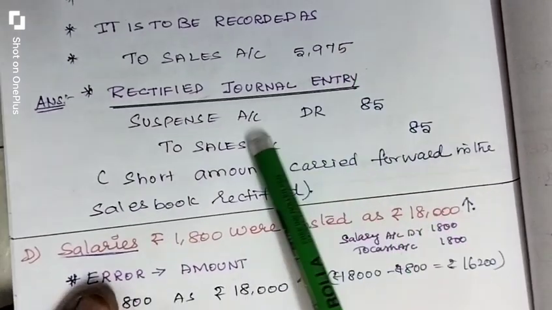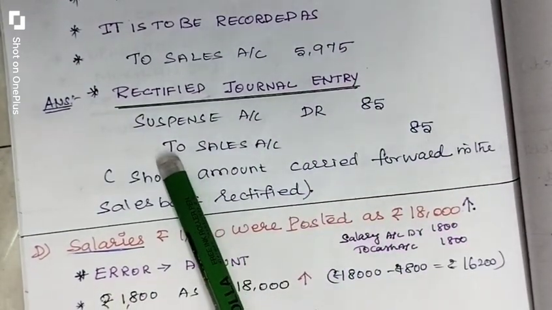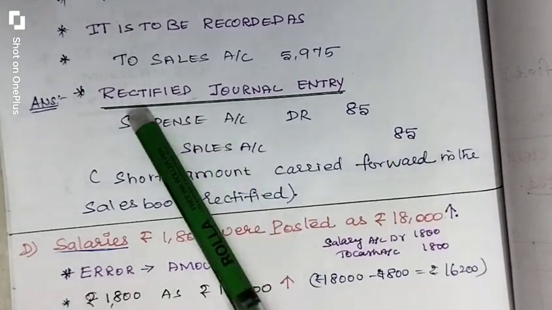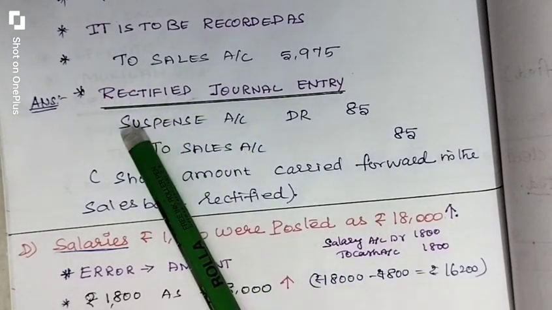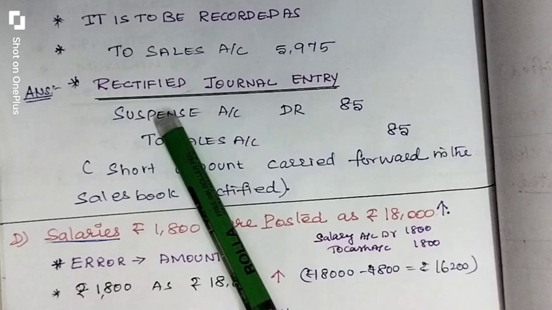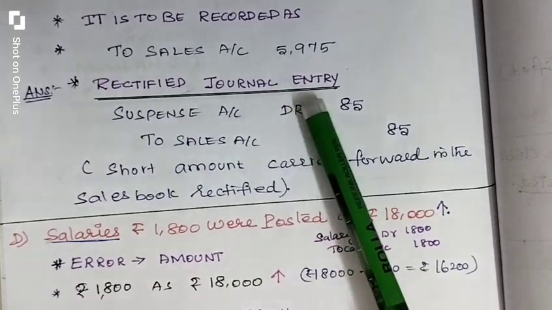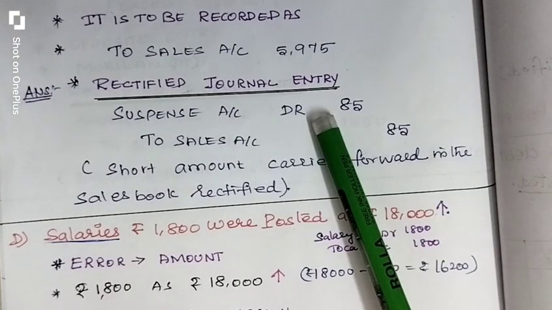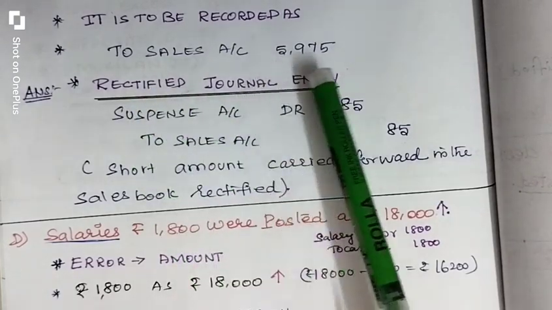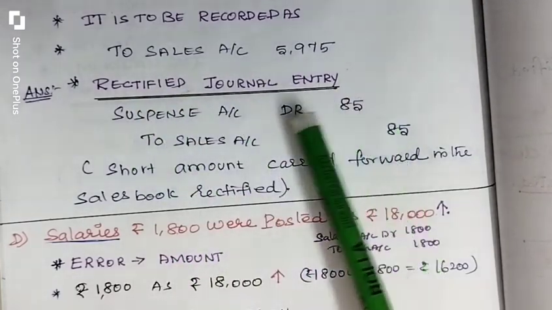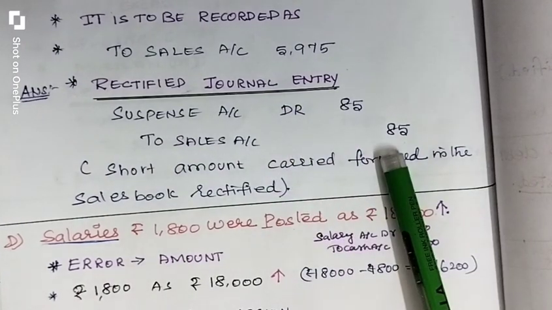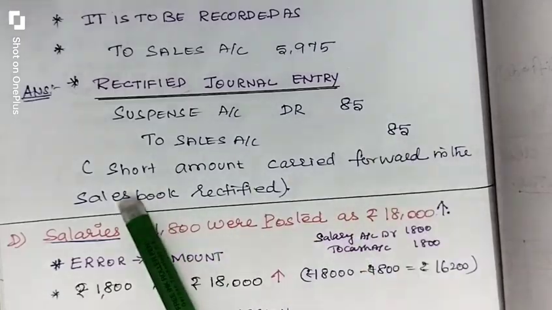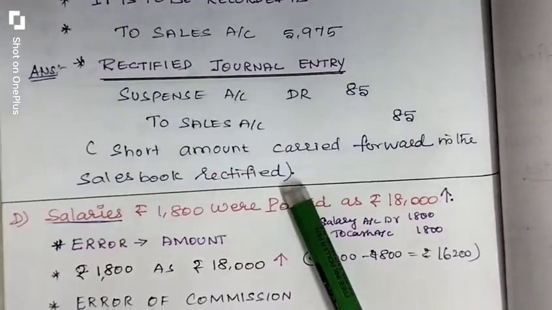So to rectify the journal entry for the sales account, you credited the sales account for rupees 85. In opposite, that means on debtor side, you should create the suspense account on debtor side for 85 rupees, to tally the trial balance. Okay. So the rectified journal entry is suspense account debtor 85 rupees to sales account 85 rupees. The narration is: a short amount carried forward in the sales book, now rectified.